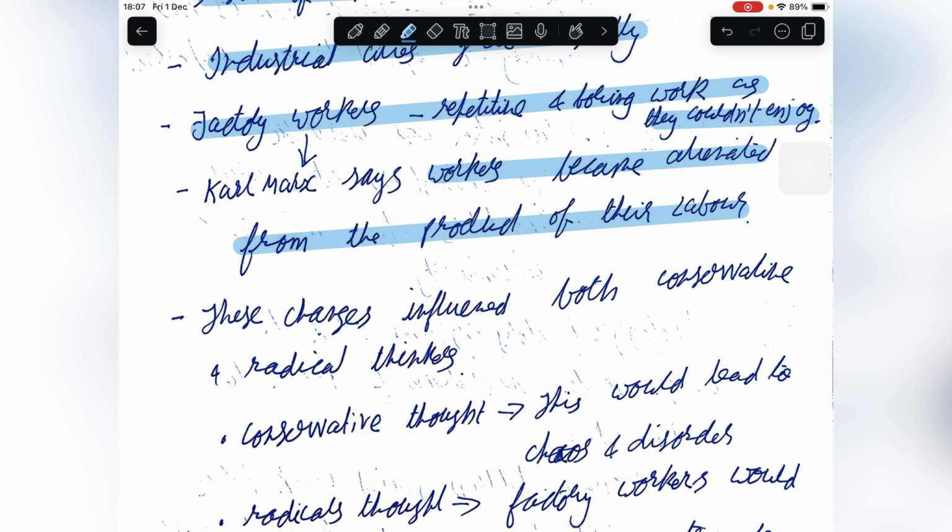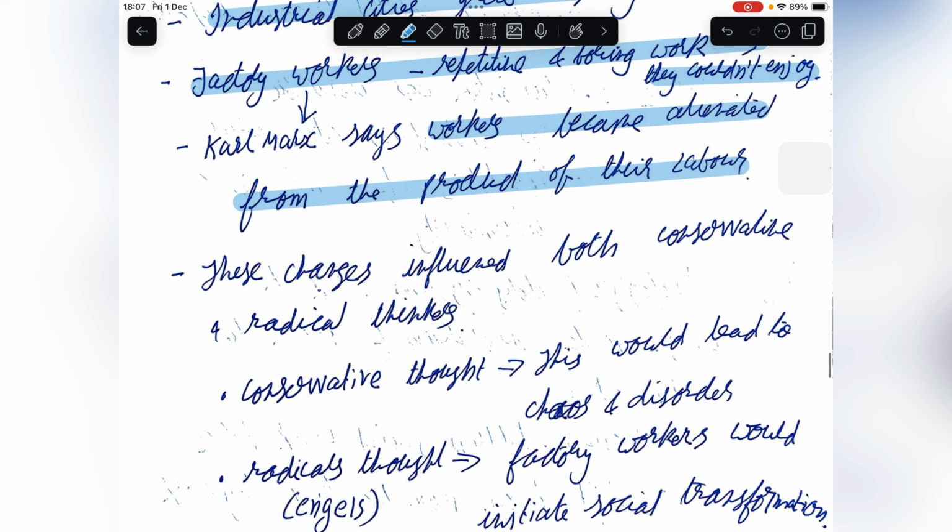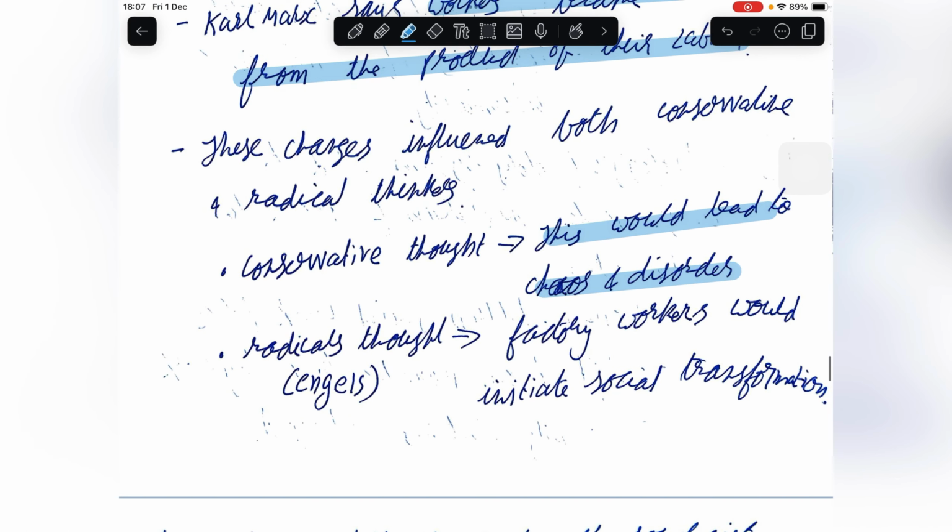These changes influenced both conservative and radical thinkers. There are two schools of thought. Conservatives thought that this would lead to chaos and disorder, and radicals like Engels thought factory owners and factory workers would initiate social transformation.